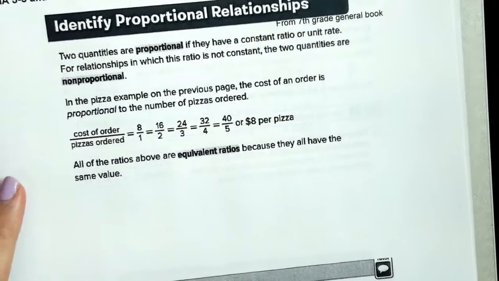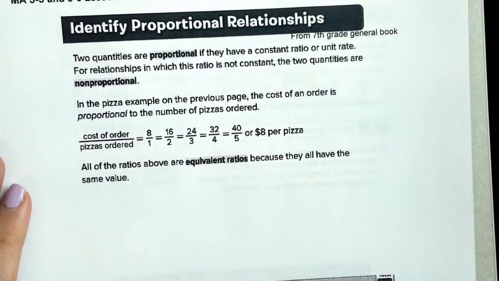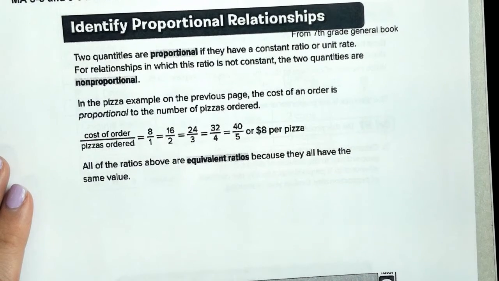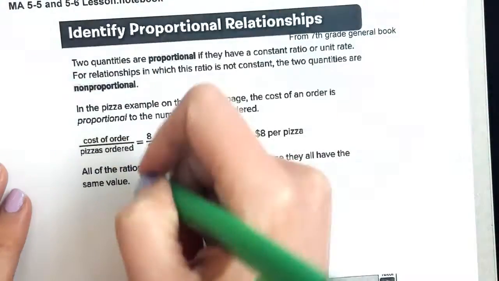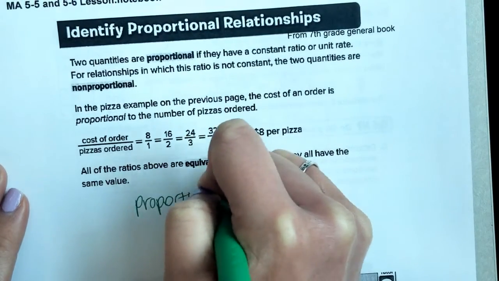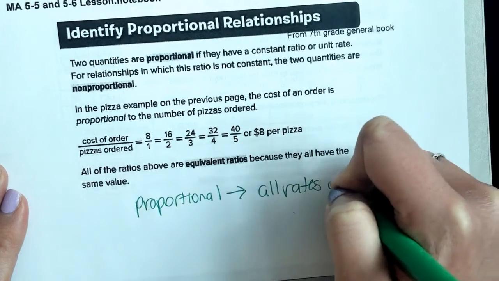Today we're talking about proportional relationships, okay? And it says two quantities are proportional if they have a constant rate or unit rate. And so that means it is proportional when all rates are equal.